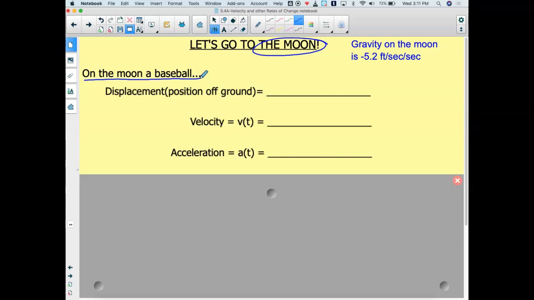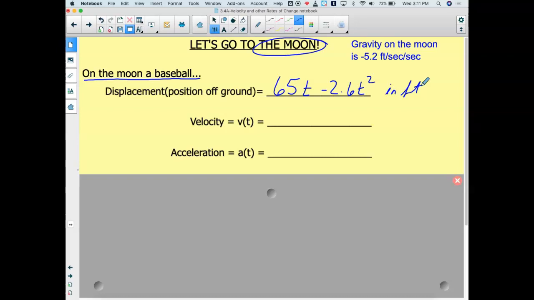The displacement or position of the baseball off the ground is going to be 65t minus 2.6t squared. And remember, because that's a displacement, that's in feet. That's going to be my function in feet.